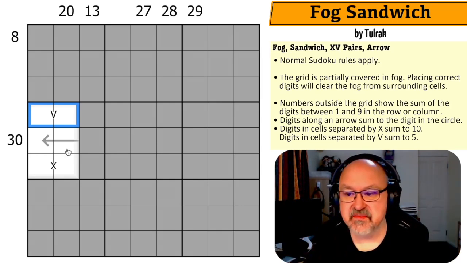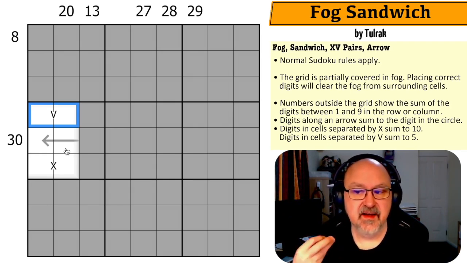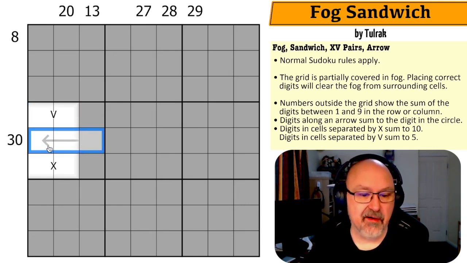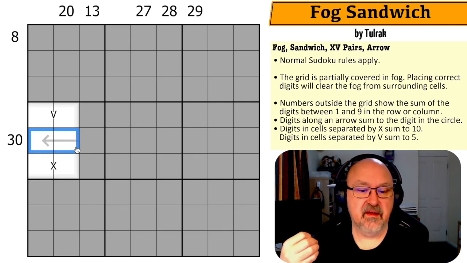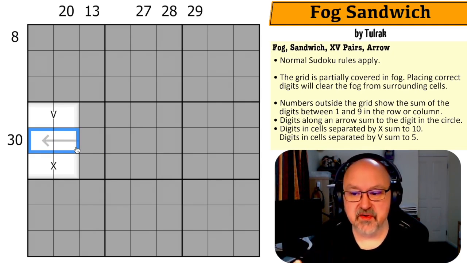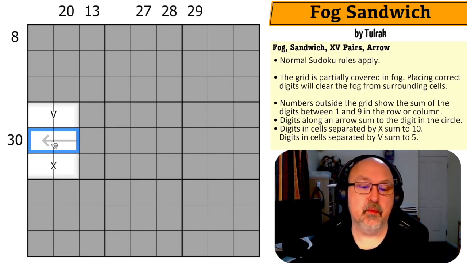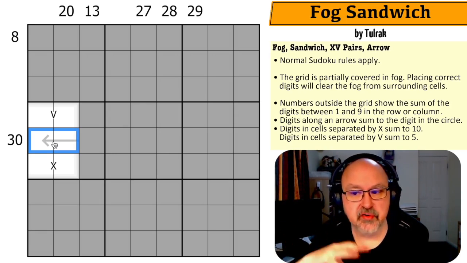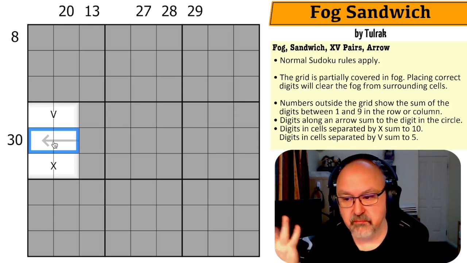Digits along an arrow sum to the digit in the circle. Now, we can't see any circle, and I'm assuming it means that arrow's circle rather than just the circle. So I'm assuming there's not a circle somewhere in the grid. It's normal arrow rules. So I'm assuming there's a circle attached to this arrow, and the sum of the digits on the arrow will be what is in the circle for that arrow. And it means that there will be no pill-shaped arrows. Doesn't say anything about arrows not being able to cross or anything, so hopefully we won't need that.